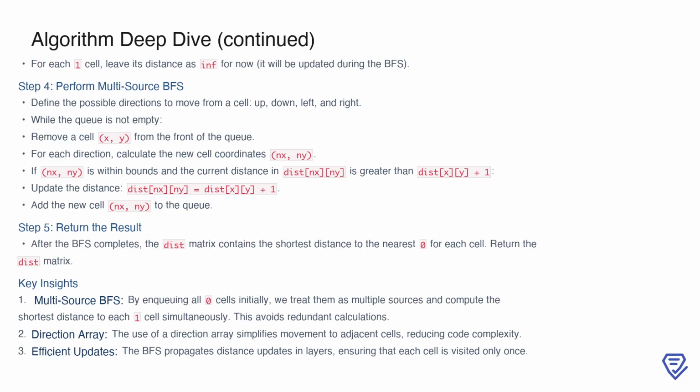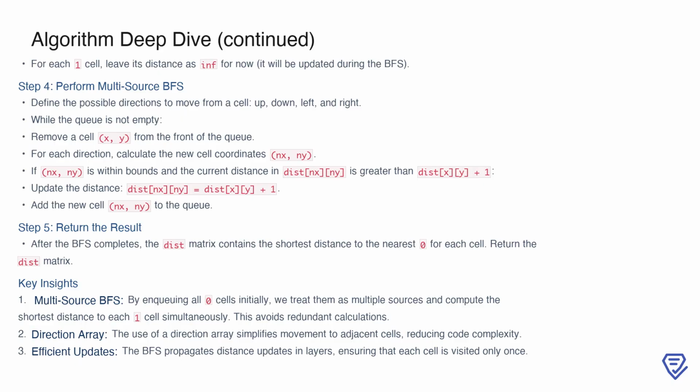For the pre-processing step, we traverse the input matrix. Whenever we encounter a zero cell, we set its distance in the dist matrix to 0, since it's already at the nearest zero, and we add its coordinates to the BFS queue. On the other hand, for every one cell, we leave its distance as infinity for now. This distance will be updated during the BFS traversal.